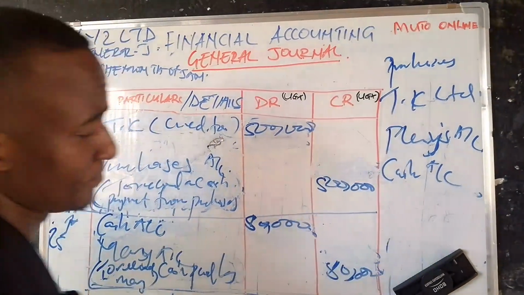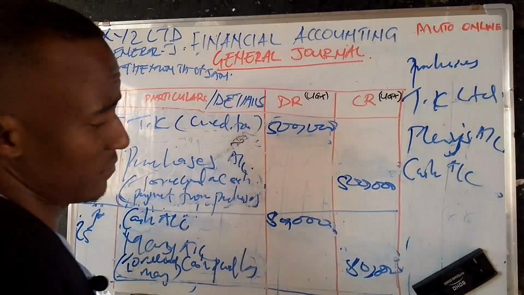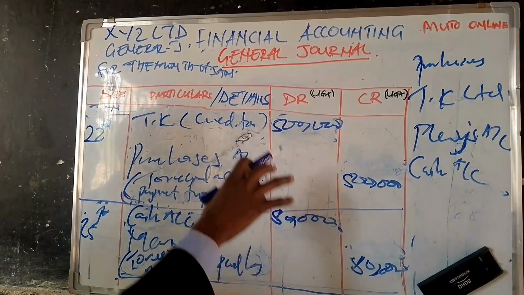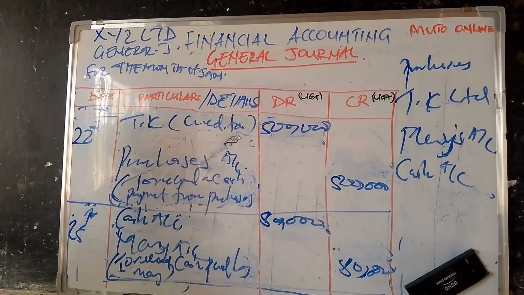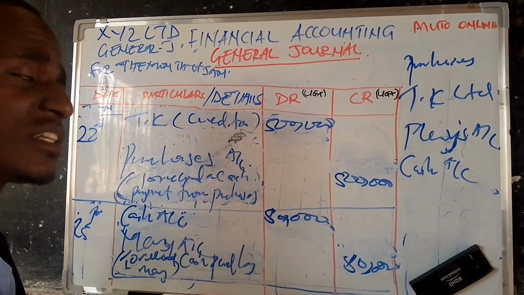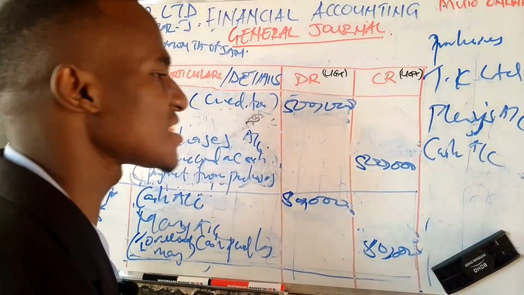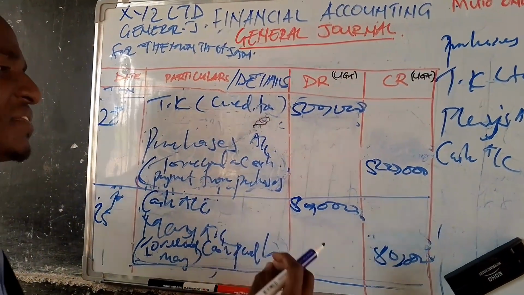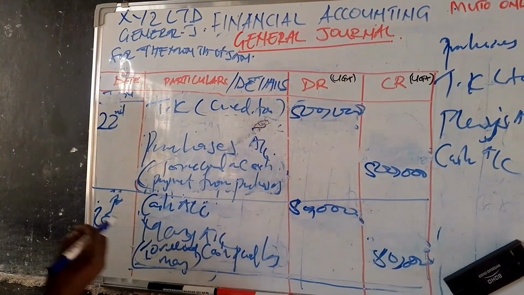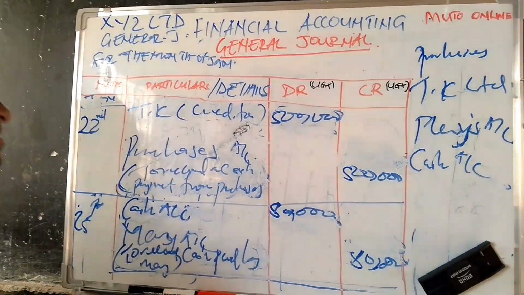Remember, this general journal balances itself, as you have seen in the previous transactions that we have carried out. Each and every transaction balances on its own. There's not this element of balancing off here, or taking this figure to be balance credited. No, each and every transaction balances itself.